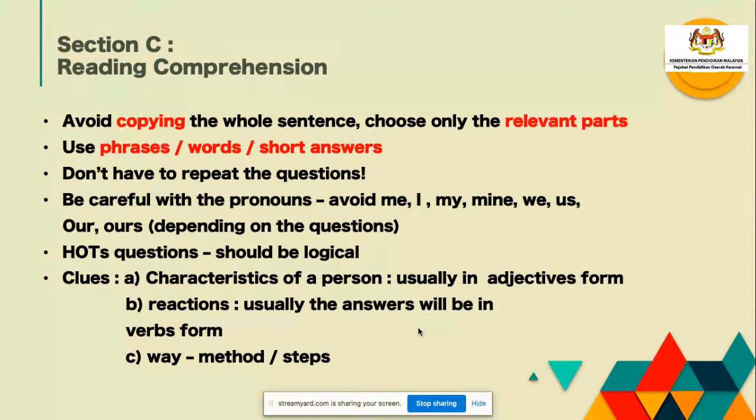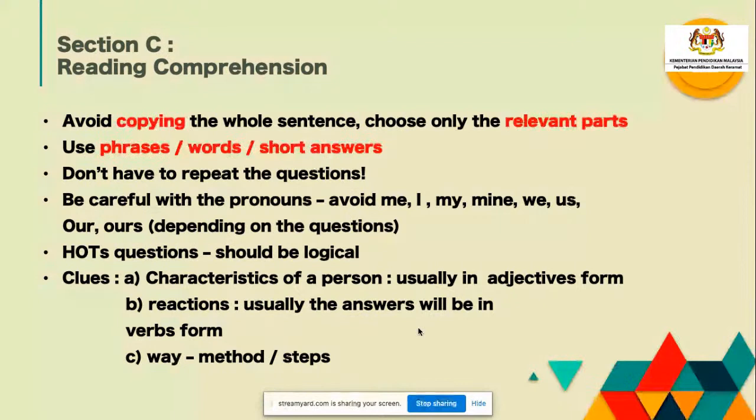Next one, number 4, please be careful with the pronouns. Lately, in the latest patterns, most of the passages for section C were in the form of narratives, in the form of stories. Most of the characters in the story were mentioning the word I, my. But when you want to answer comprehension questions, you cannot put the word I. You cannot put the word my, me, mine, we, us, our, ours.